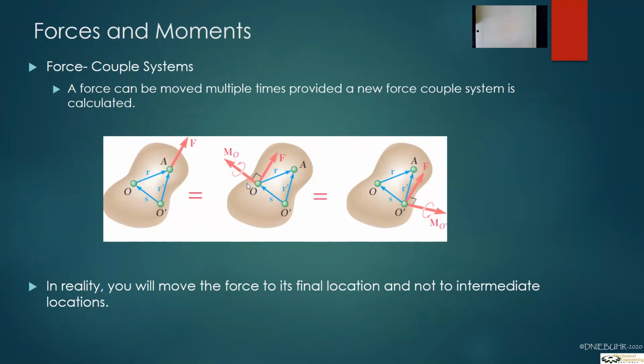What that says is that you can move the force all around, and the best thing to think of is just ignoring these intermediate steps. Because if I went from A to O and then O to O prime, that would be the same as just going from A to O prime. The idea would still be the same. If I move the force to O prime, I have the force, and then I have this moment that is created by R prime cross F, and that's it.